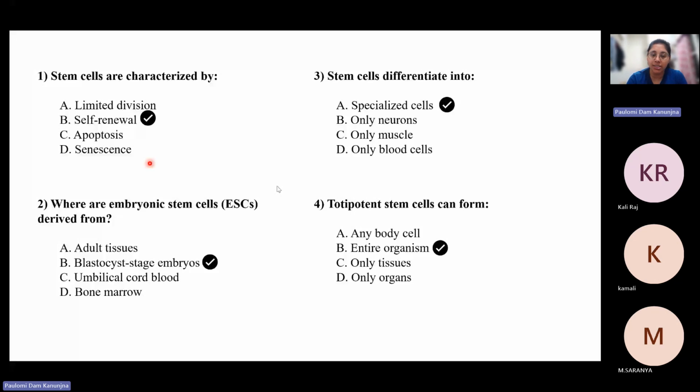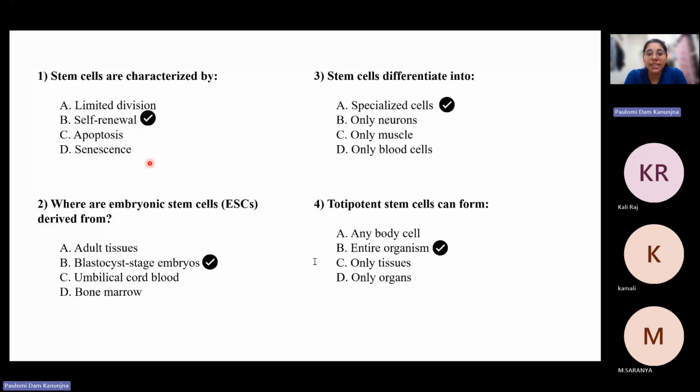Blastocyst stage embryos, as the name also suggests, right? Not from adult tissue. That's not the same as embryonic stem cells. Not umbilical cord either; these are umbilical cord blood. Blood means hematopoietic stem cells, and bone marrow are again hematopoietic stem cells, right? So both cord and bone marrow are hematopoietic. So the embryonic stem cells come from the blastocyst, and that too from another term that I didn't mention, the ICM, inner cell mass, which you will often encounter.